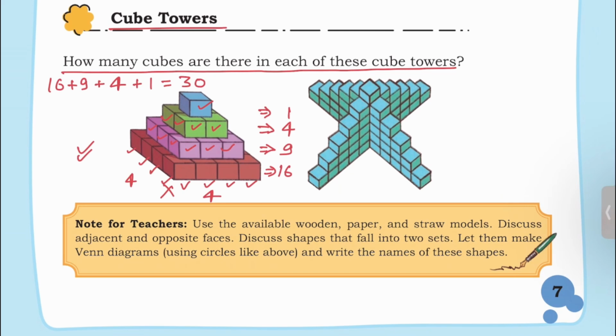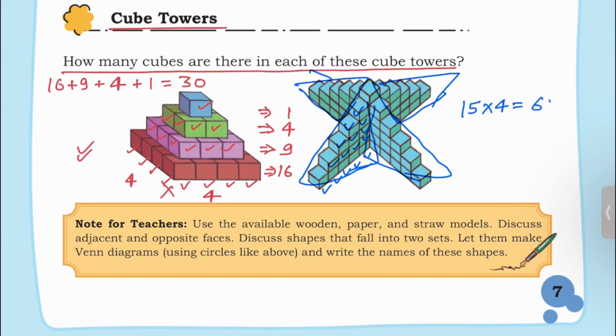Similarly, in the second tower, 1, 2, 3, up to 15 this side. Similarly, 4 such structures, that is 15 here, 15 here, and 15 here. That is 4 times 15, that is 60, and 1 at the top, that is 60 plus 1, 61.